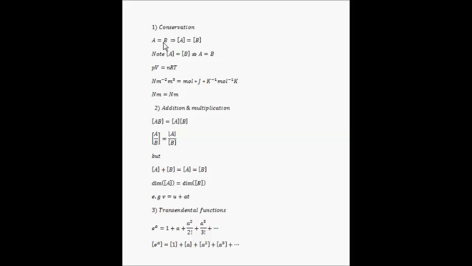So if you deduce that the mass of something is equal to 5 kilograms, then both sides of the equation will have units of mass. It doesn't make sense to equate a mass with a length or something like that. So this is intuitively obvious, but it's useful.